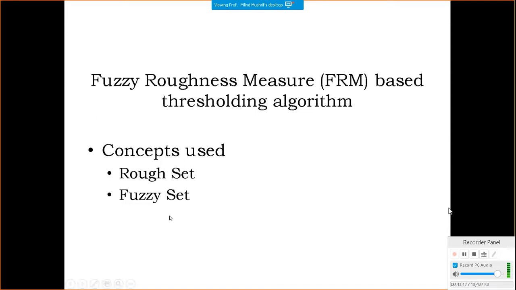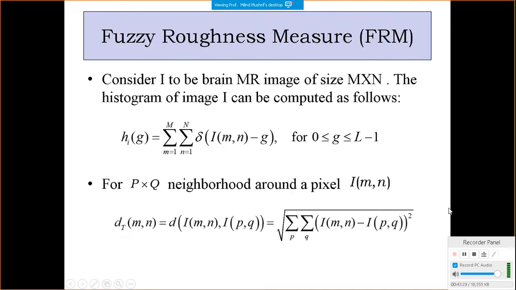Here we'll discuss three concepts. One is histon, another is roughness, and the third one is fuzzy set. I will discuss what is meant by histon first of all. Histon means a histogram drawn on the top of another histogram.